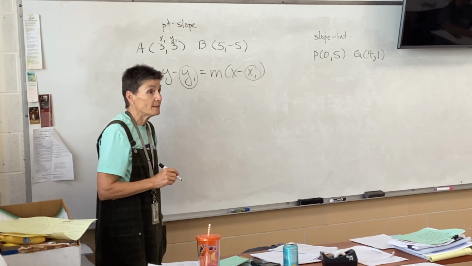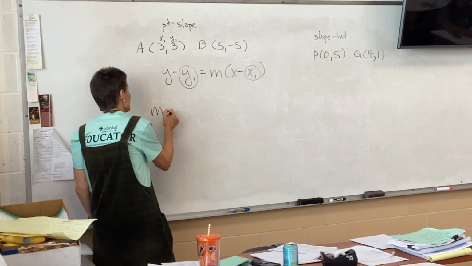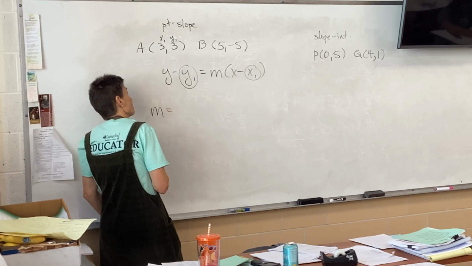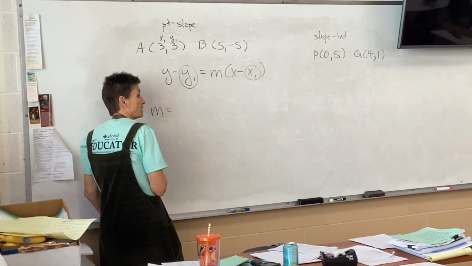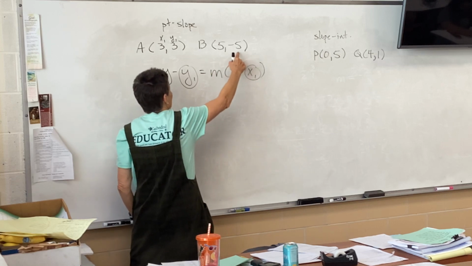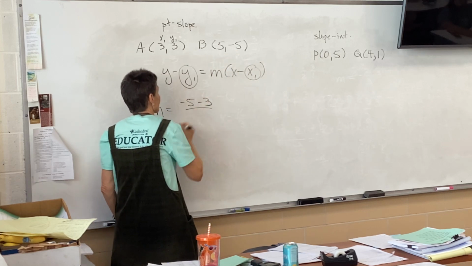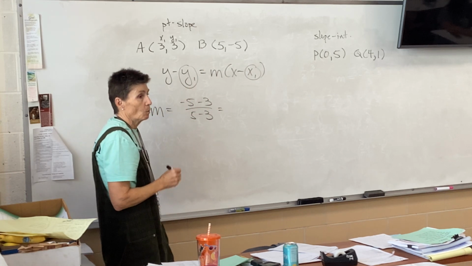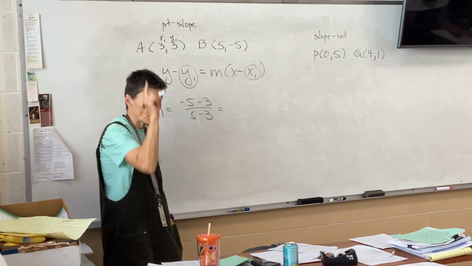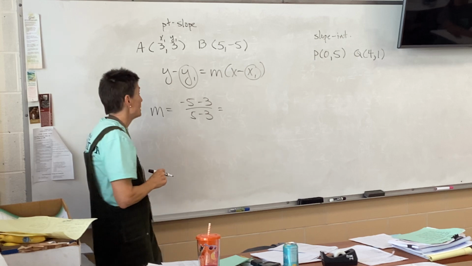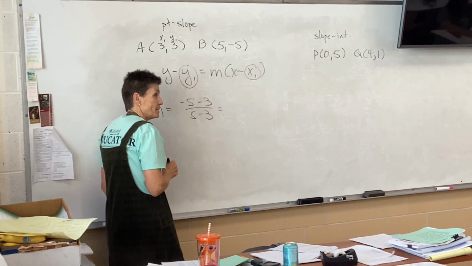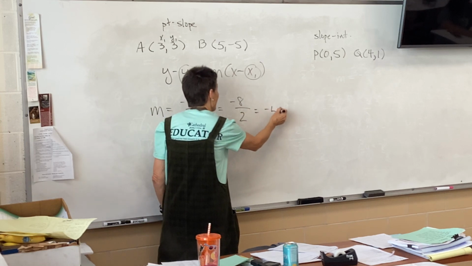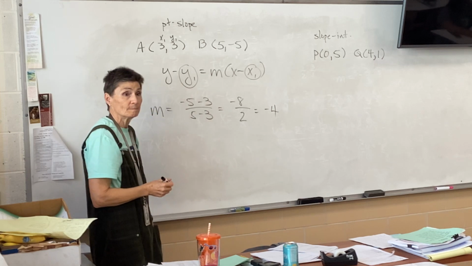I need to find the slope. So what is the slope? Well, slope is what? You tell me. Changing y over changing x. So, look at your y's. Negative 5 minus 3. Y minus y, x minus x. Changing y over changing x. Rise over run. So, what's my numerator? Negative 5 minus 3 is negative 8. And 5 minus 3 is 2. So my slope is negative 4.